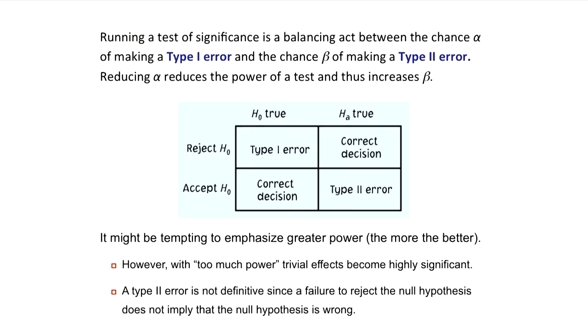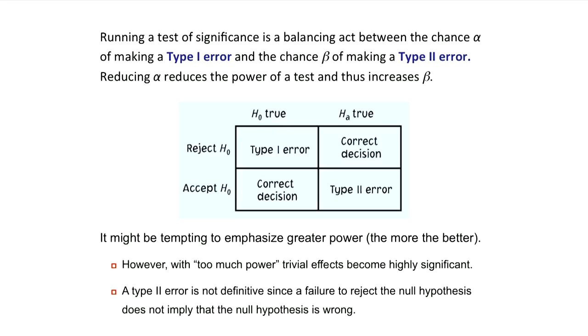When we run a test of significance, we try to strike a balance between the chance alpha of making a type 1 error and the chance beta of making a type 2 error. Reducing alpha reduces the power of the test. In other words, it reduces the likelihood that we will find a statistically significant result and increases beta.